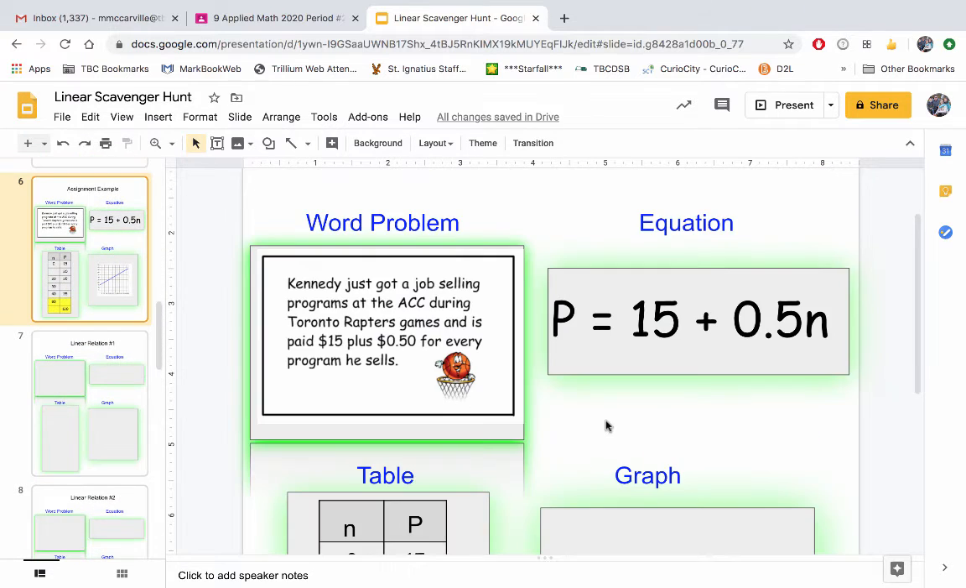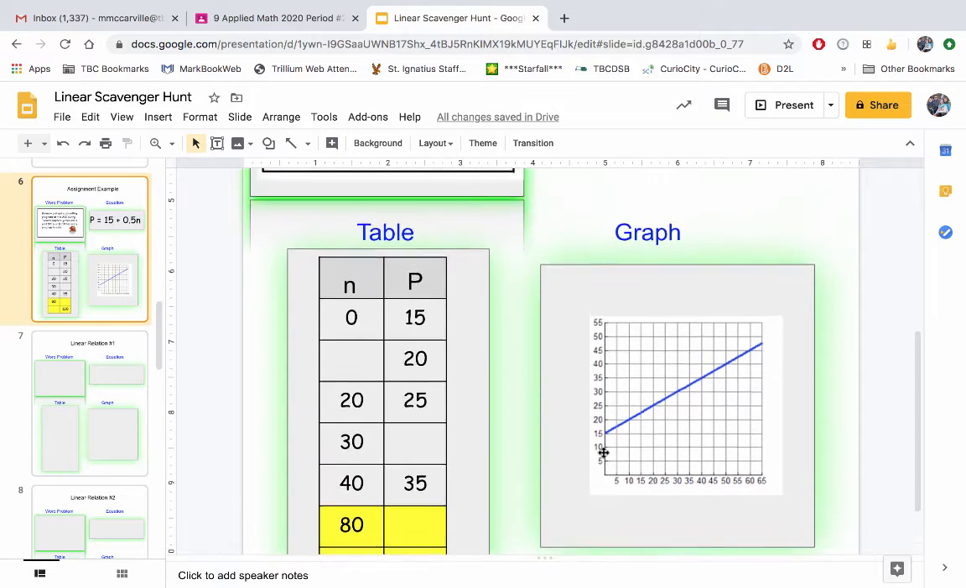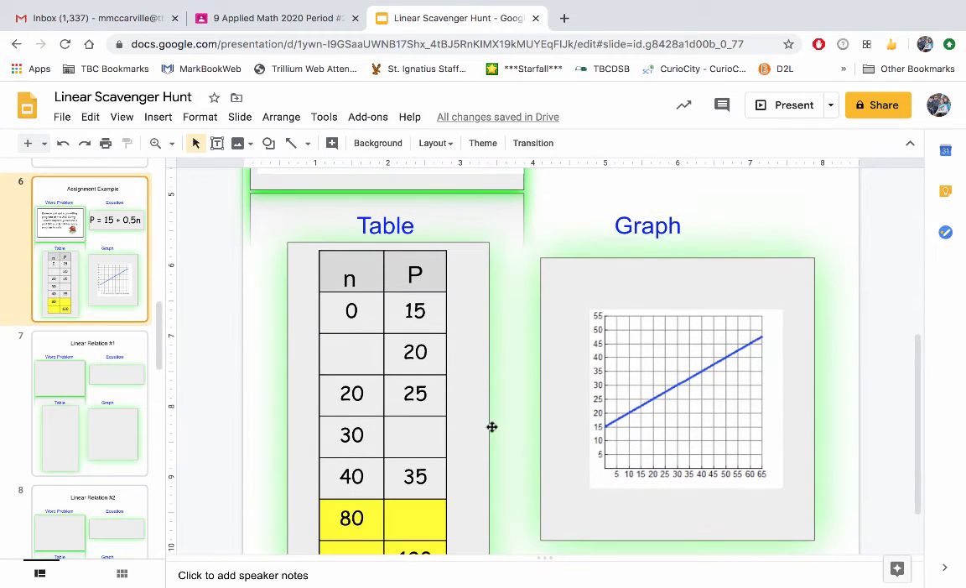But for this one, let's see if the graph makes sense. The easiest thing to look at is, at time 0, what your amount is. If you look, 0 is at 15. So I had to find a graph where 0 on the x-axis corresponds to a y value of 15. Here, n is the number of programs down here, and this would be his pay. If he sells 0 programs, he still gets paid 15 bucks.